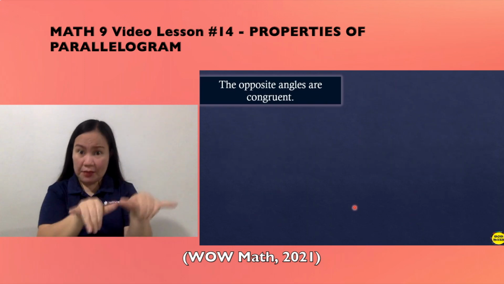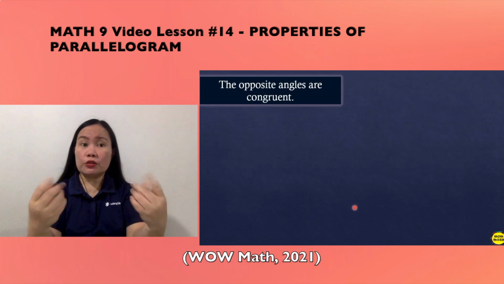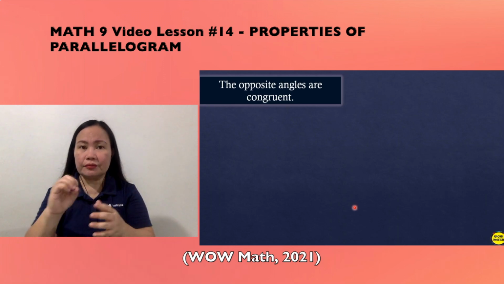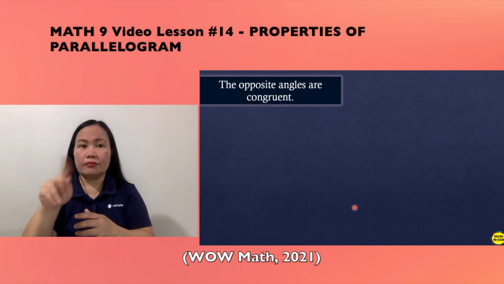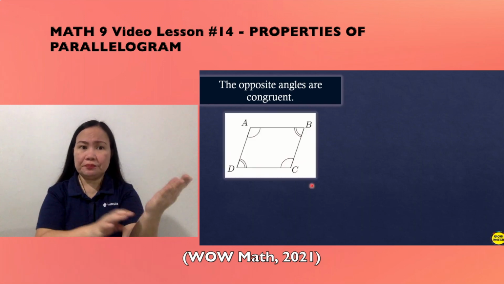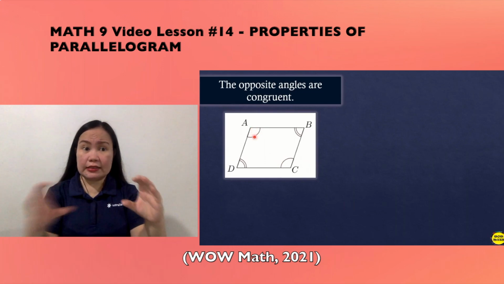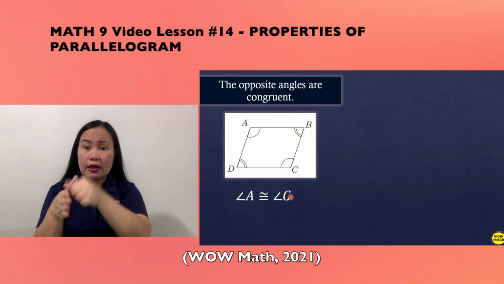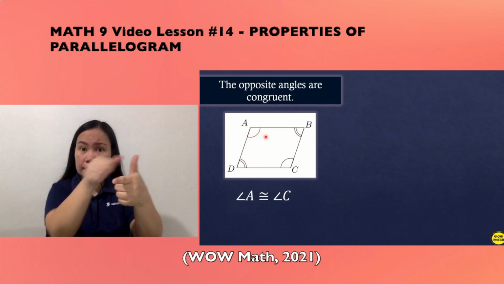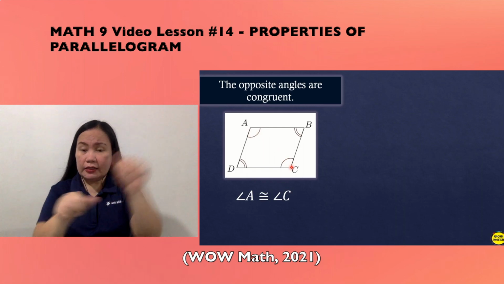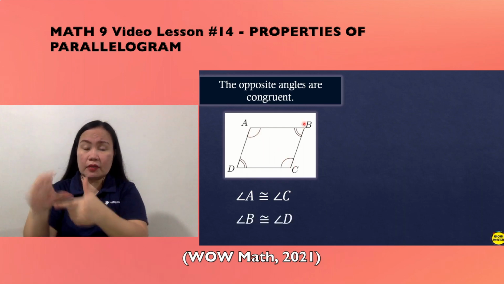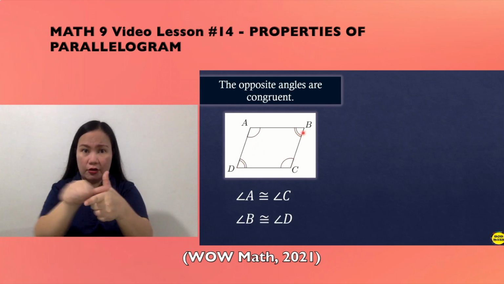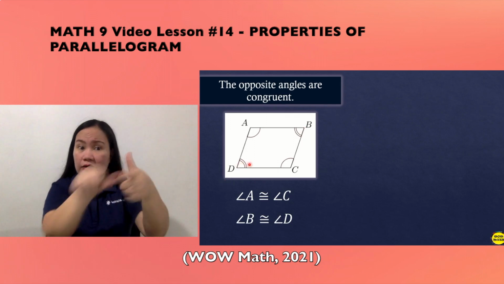Next, the opposite angles are congruent. Pangatlong property ng parallelogram natin, the opposite angles are congruent. So, for example, quadrilateral ABCD. So, si angle A ay congruent kay angle C. So, ibig sabihin, class, kung anong sukat ni angle A, ganun din yung sukat ni angle C. They are equal. Tapos, si angle B naman, congruent kay angle D. So, same sila ng sukat. So, kung ano yung measure ni angle B, ganun din yung measure ni angle D.